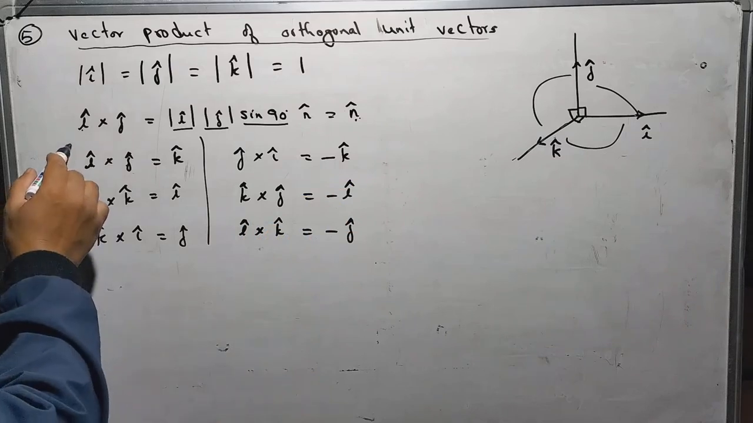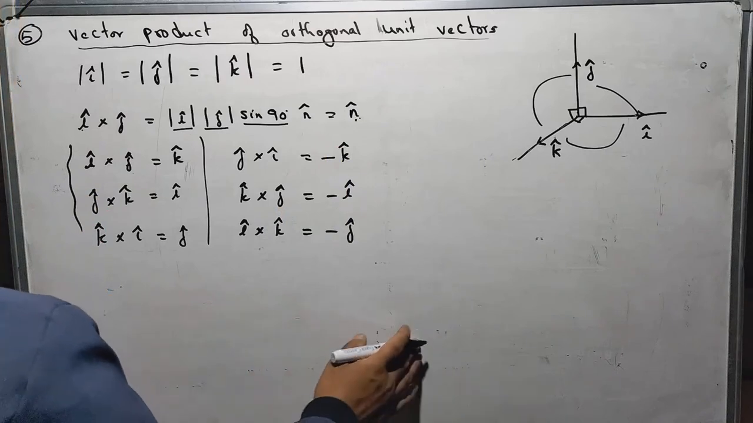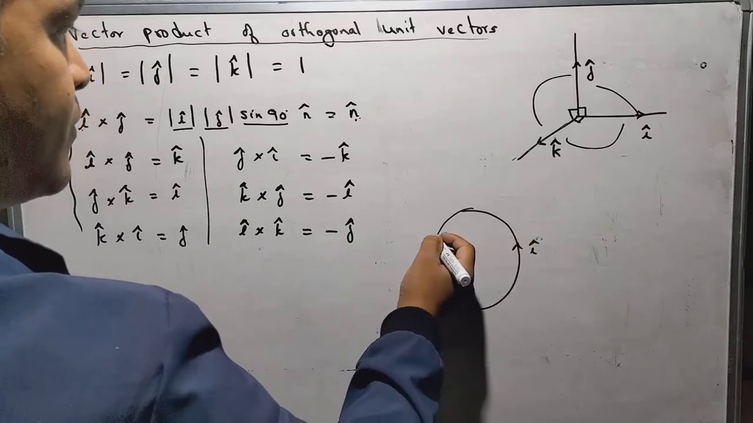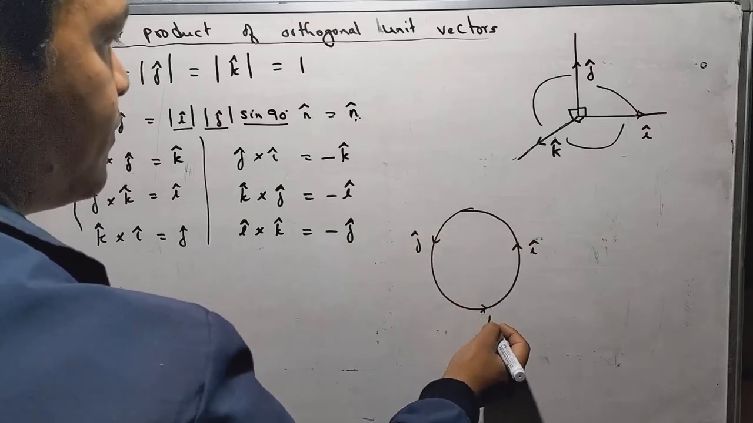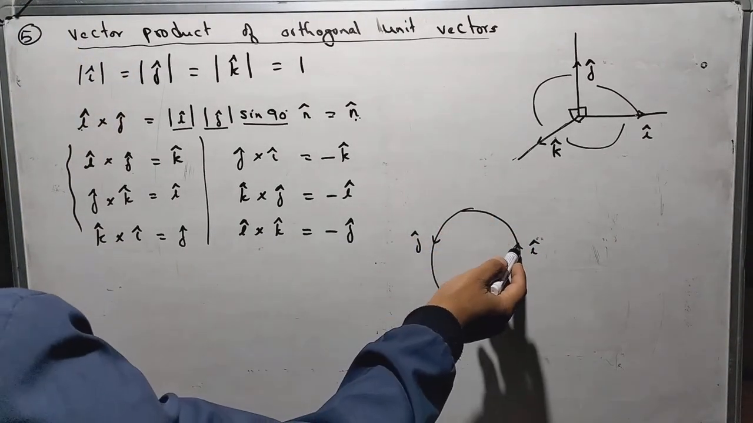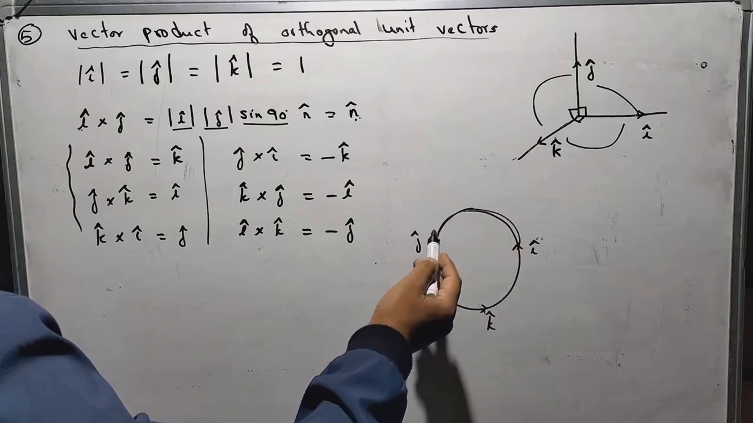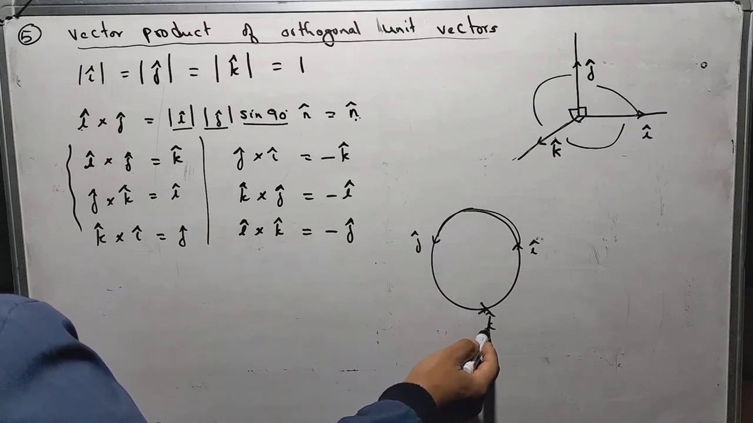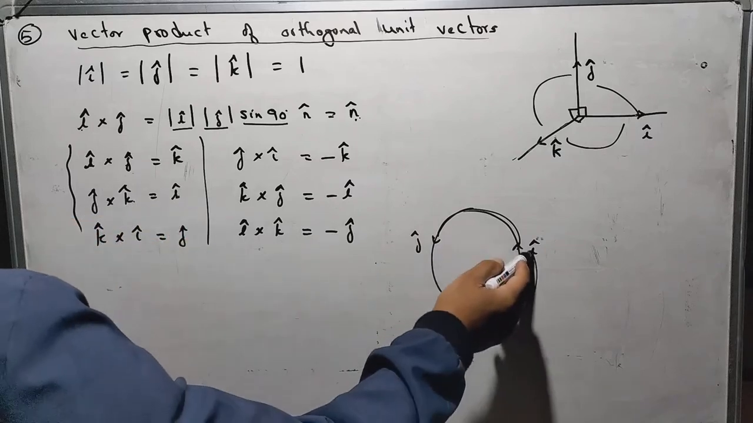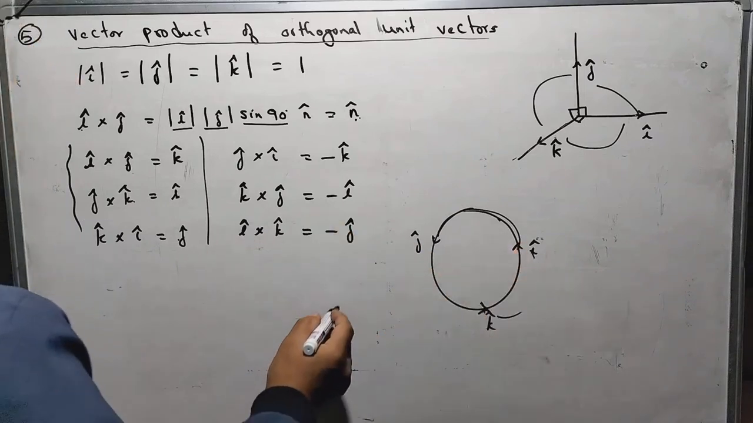Okay, so to remember the cross product of these orthogonal vectors, we use one simple trick here. Like this is a circle, this is my i cap, let's say this is j and this is k cap. So if you rotate in the anti-clockwise direction by taking any two adjacent vectors, when you take i cross j, you should get the third vector k cap. When you take j cross k, you should get i. When you take k cross i, you should get j.